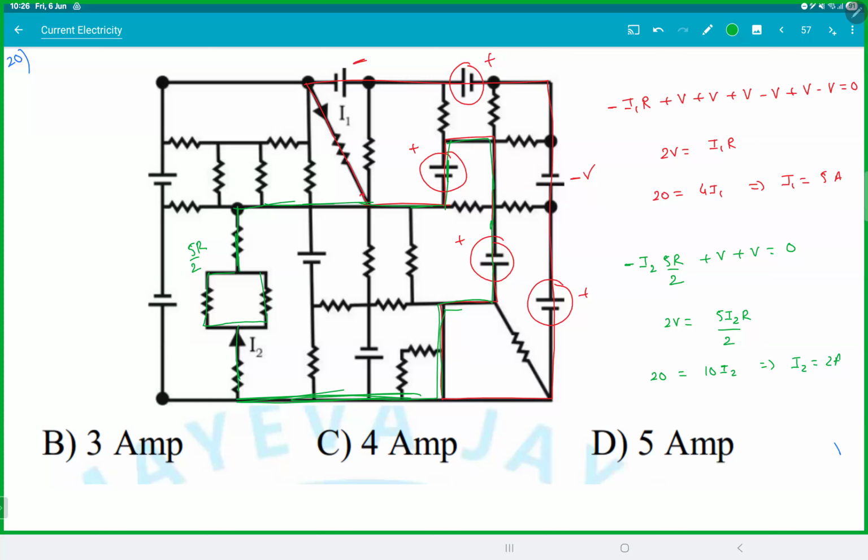You always have to check, are you going from positive to negative or negative to positive? You can take any path, but make sure you don't touch a second resistor. As long as you don't touch the second resistor, you can go in any path. Answer will come same. Clear?